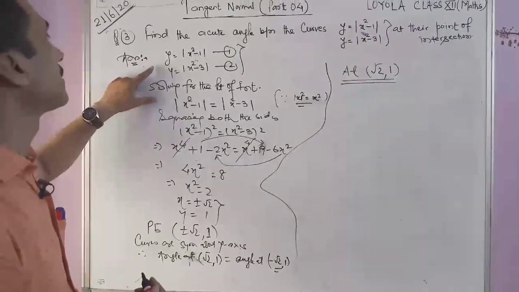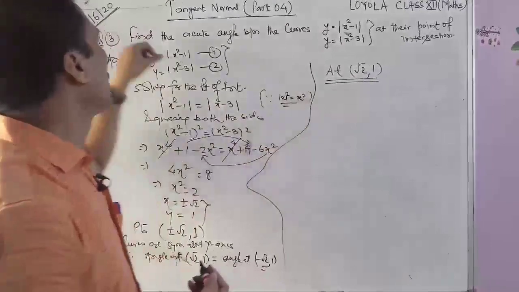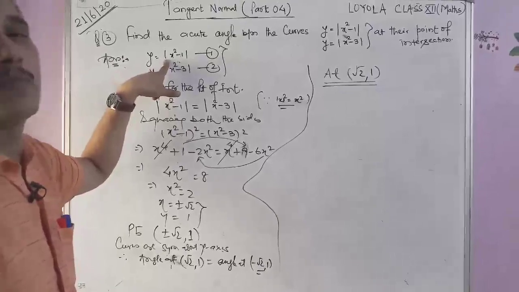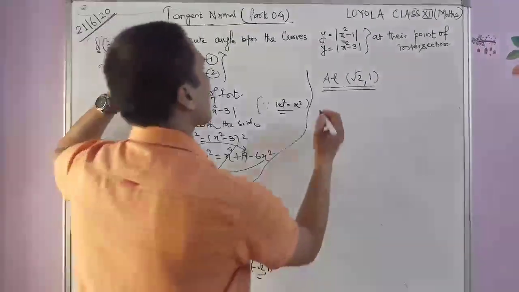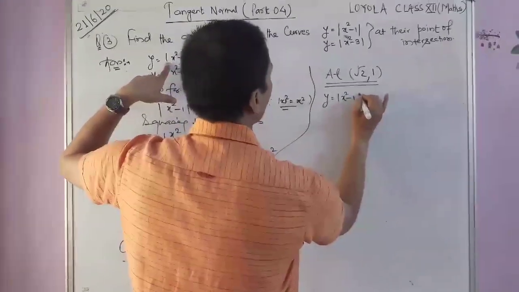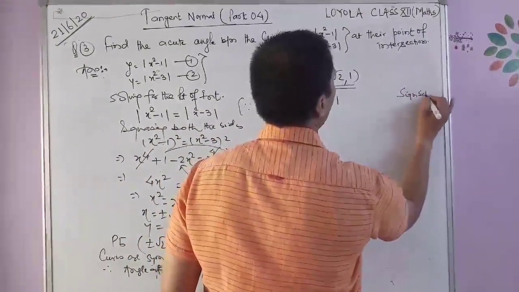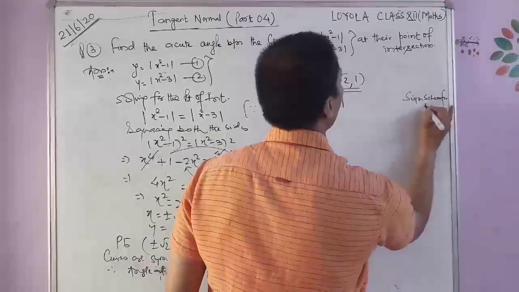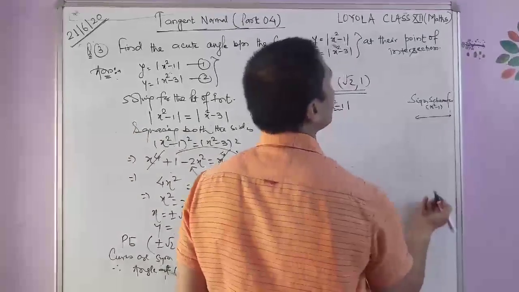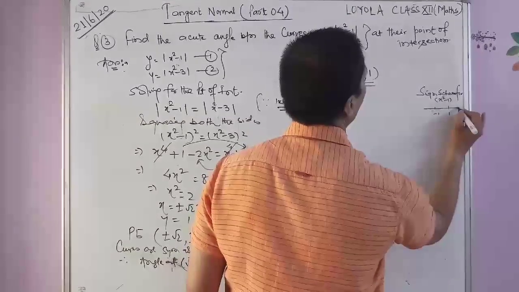Next, we have to find the slope of the tangent at this point, the derivative dy by dx at (√2, 1). For this, first we remove the modulus. Here the first curve is y equals modulus of x² − 1. Here is the sign scheme for the expression x² − 1, corresponding roots are ±1, −1 and +1.